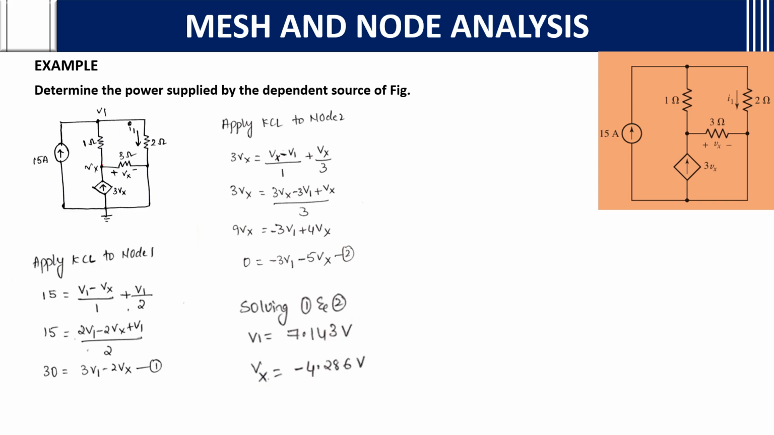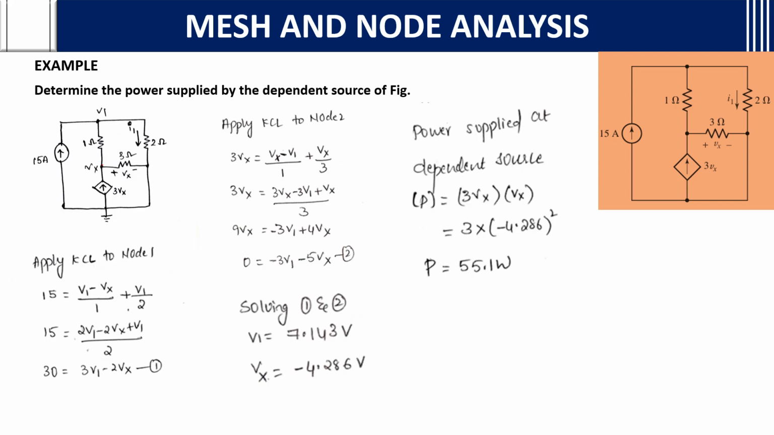We want the power supplied. How will we calculate the power supplied? P is equal to V into I. Here V is already given as Vx, and the I value is the current source, the value of the current source is 3Vx.